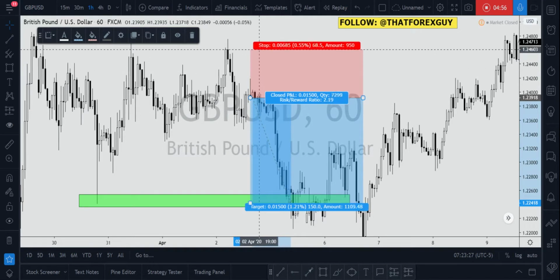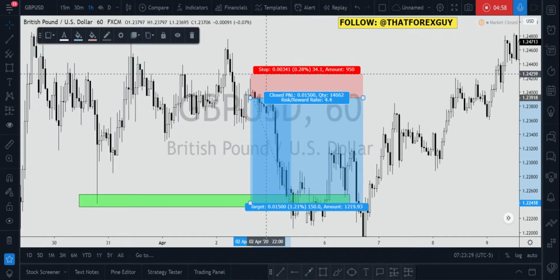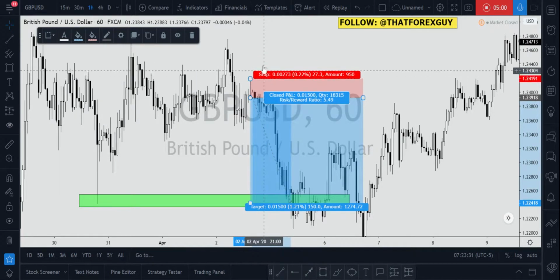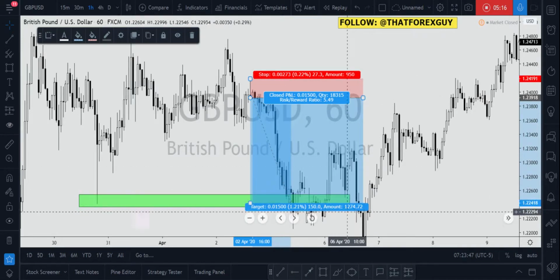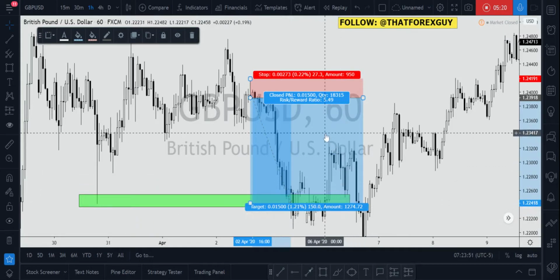Now let's say instead of coming up to this high, our stop loss is above this high. Instead of 84 pips, it's now 27. And our risk to reward ratio is now almost 5.5 to 1. And now look at the difference. Instead of risking $50 for 80 bucks, you're now risking $50 for almost over $275. I don't know about you guys, but that definitely seems more appealing to me.